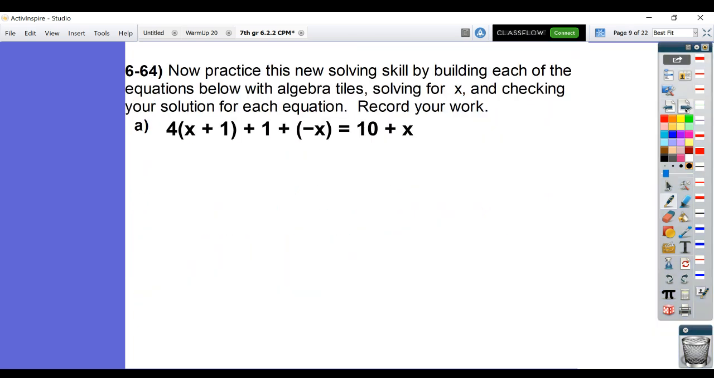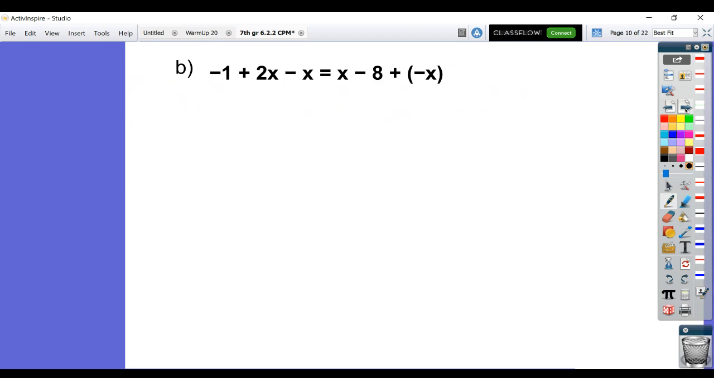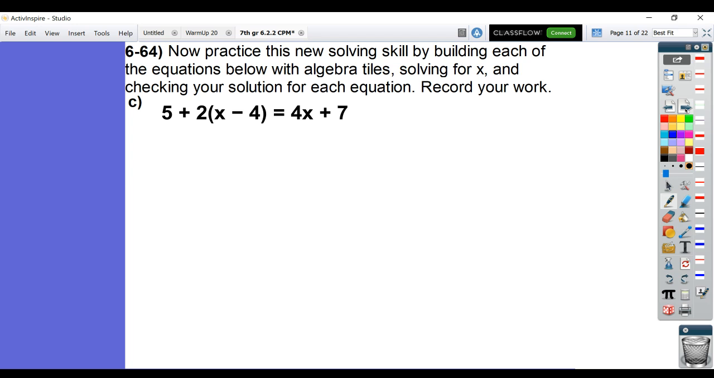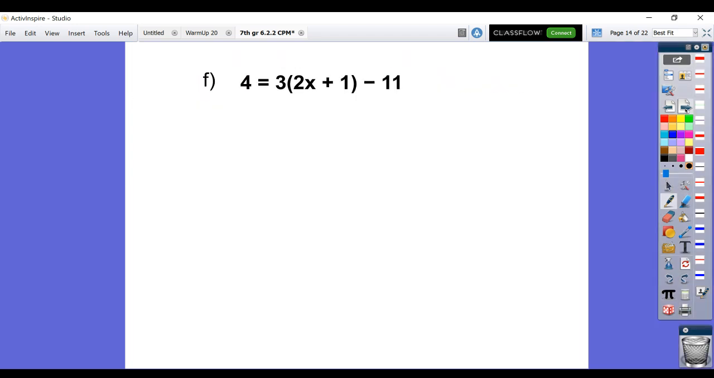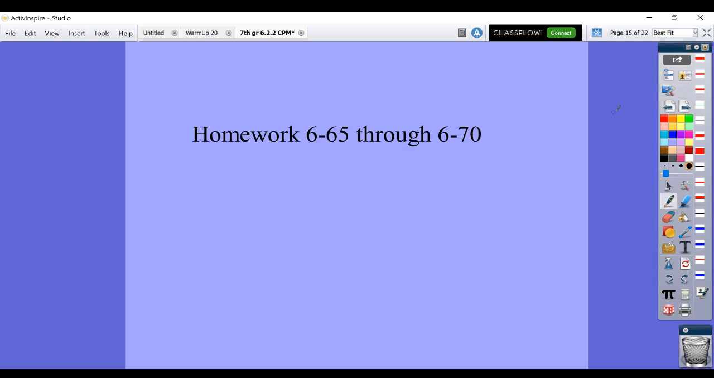All right. And then 664 is basically just practicing these. You're going to be solving them and showing your work, recording your steps, and checking your solution. So if you get stuck on any of those, please let me know.